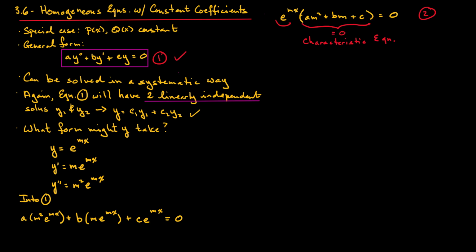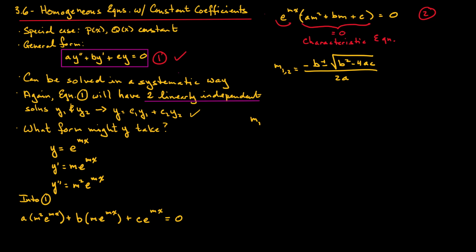And again, you can determine m1 and m2 using your quadratic formula: m equals minus b plus or minus the square root of b squared minus 4ac, divided by 2a. Now the nature of the solution will depend on the solution of the characteristic equation.